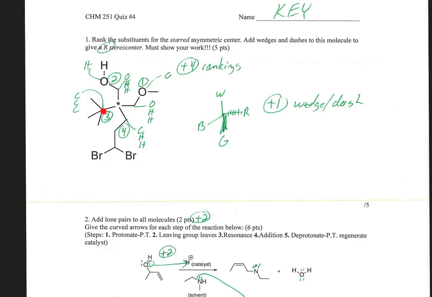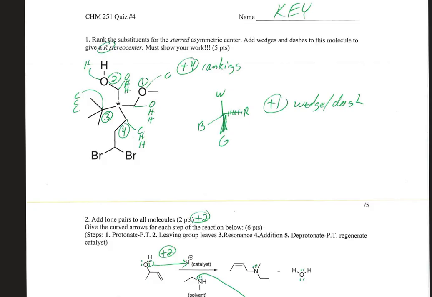Right? What's this carbon bonded to? It's bonded to a carbon and a carbon. So carbon, carbon, carbon. What is this carbon bonded to? It's bonded to a carbon, an H, and an H. Right? What is this carbon bonded to? It's bonded to an oxygen, a hydrogen, and a hydrogen. What's this oxygen bonded to? An oxygen, a hydrogen, and a hydrogen.